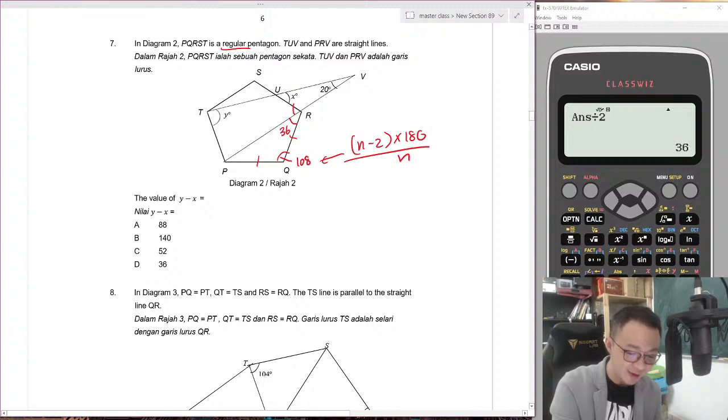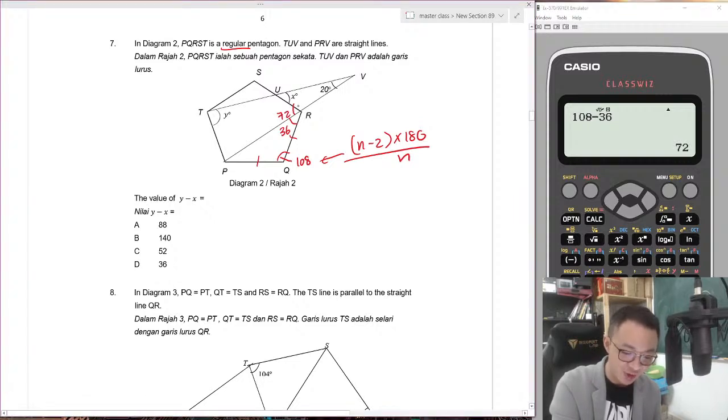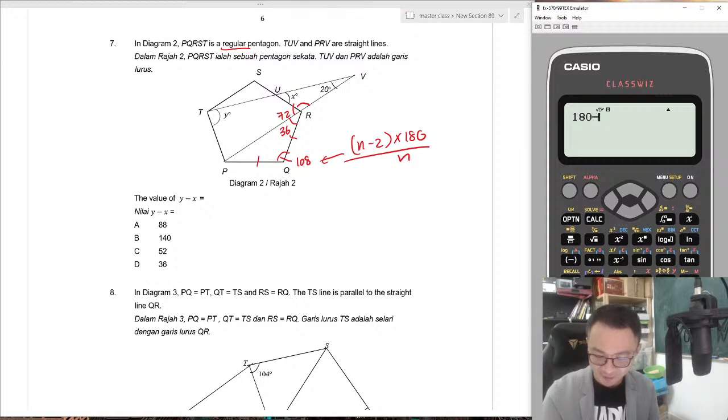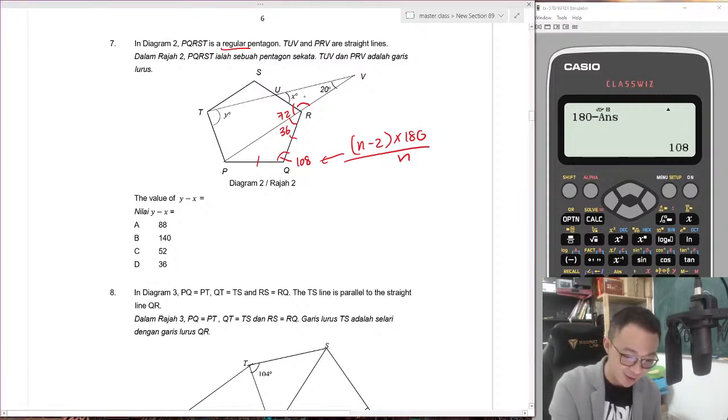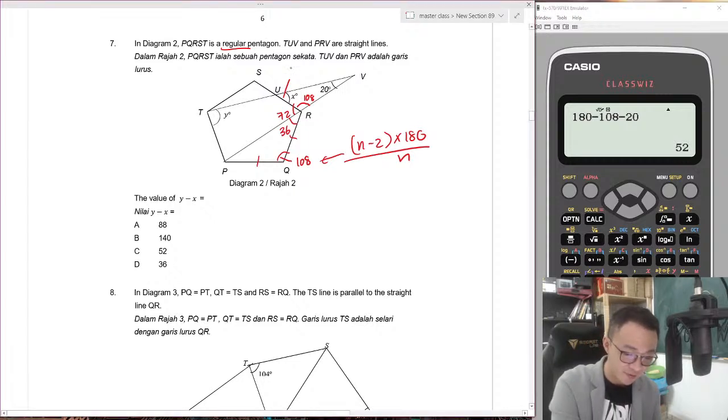Then, because each angle is 108, I can use 108 minus 36 to get the other angle, which is 72. Then from there, I should be able to get this angle, which is 180 minus it, is 108. So it's 108 here. Then I can get my x, because this is a triangle. I use 180 minus 108, and then minus 20. Then x will be 52. Right now, I find out my x is 52.